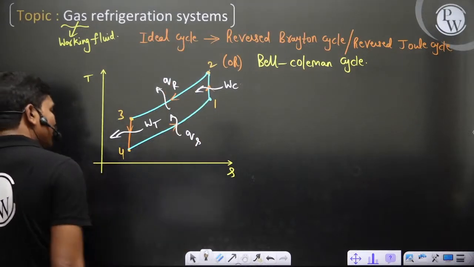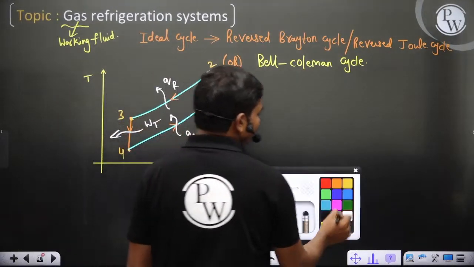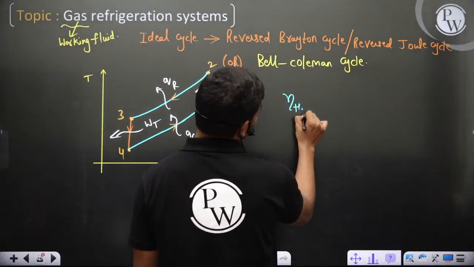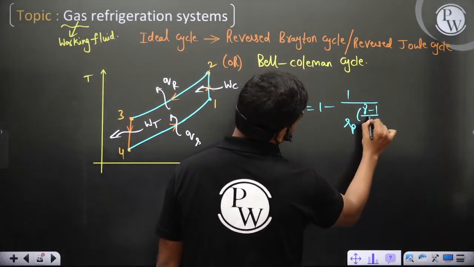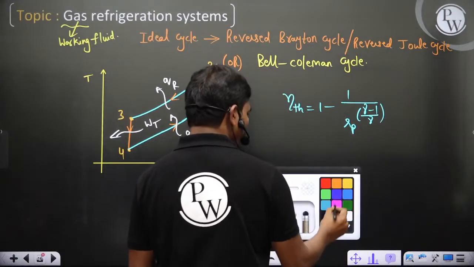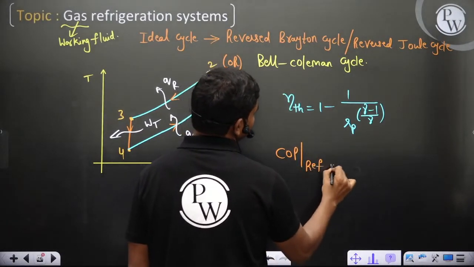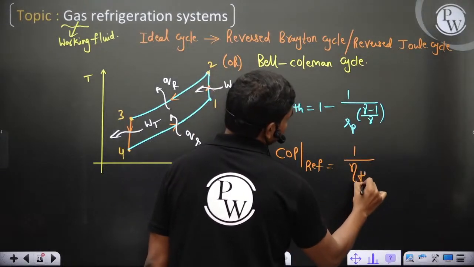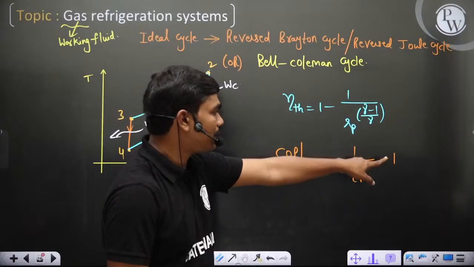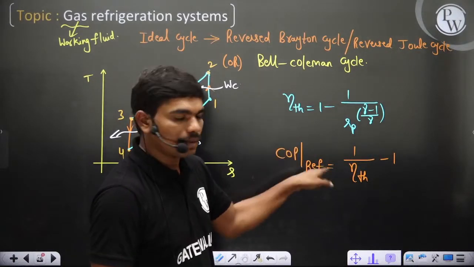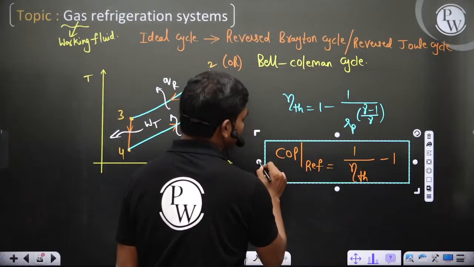So all derivations, whatever we have done in Brayton cycle, everything remains the same. The only thing is COP. Like you all know, thermal efficiency is equal to 1 minus 1 by Rp power (gamma minus 1) upon gamma. So if you want to convert to COP of this refrigeration cycle, this is 1 by thermal efficiency minus 1, because this gives you the COP of the heat pump, and COP of heat pump minus 1 is nothing but COP of the refrigeration plant here. Clear? So normally this is used in aircraft refrigeration.